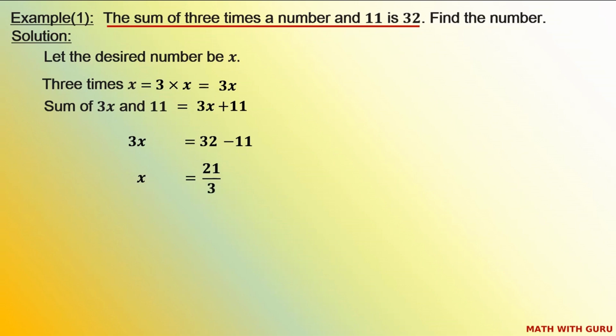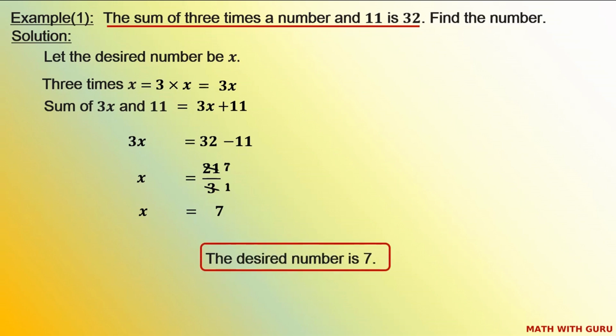3 goes into 21 7 times. 3 ones are 3, 7 3s are 21. x equals 7. Therefore, the desired number is 7. Let us have a quick check on our answer. 7 3s are 21, plus 11 is 32. This is in accordance with the conditions given in the problem. Let us go to the next example.